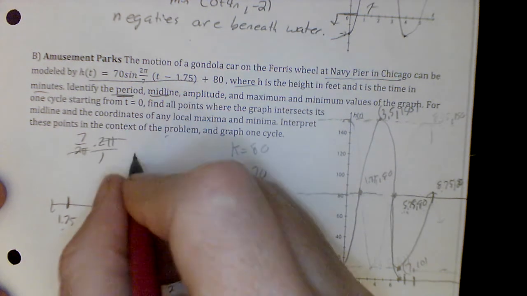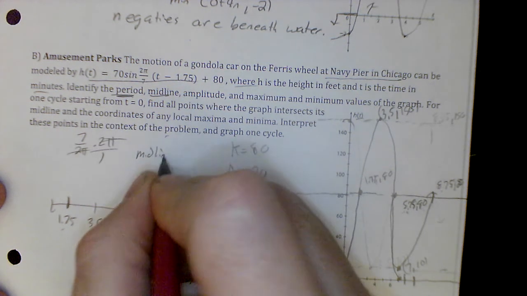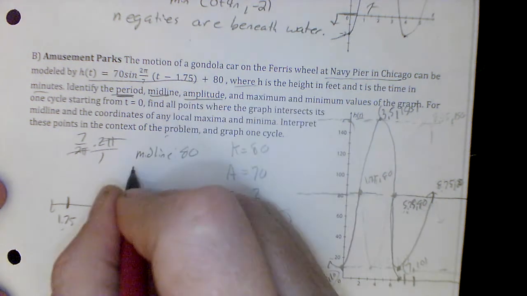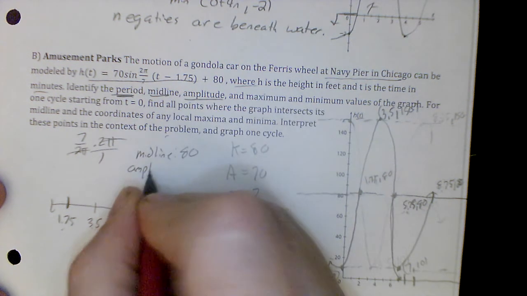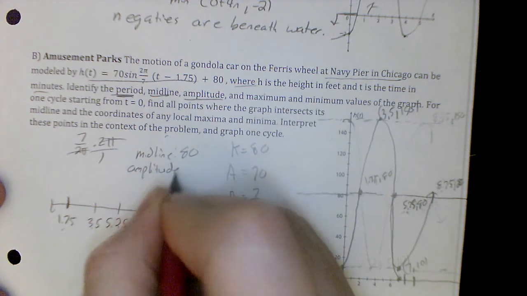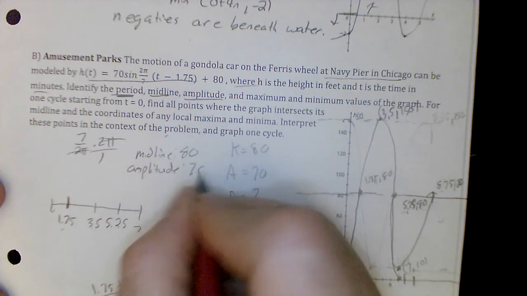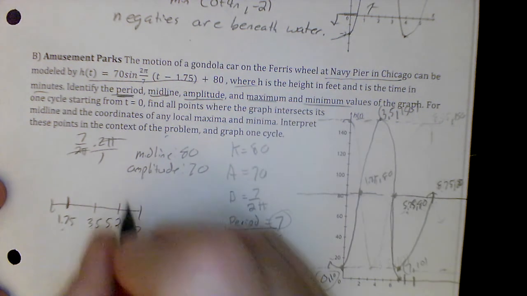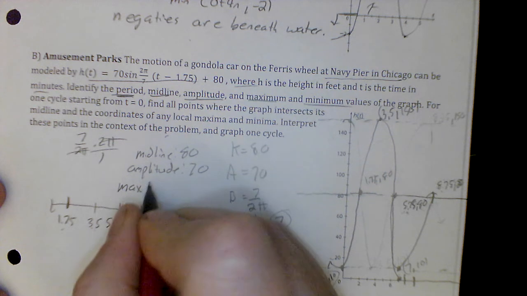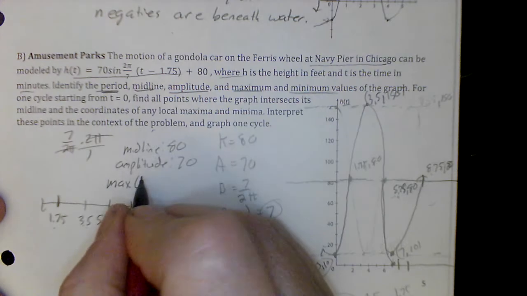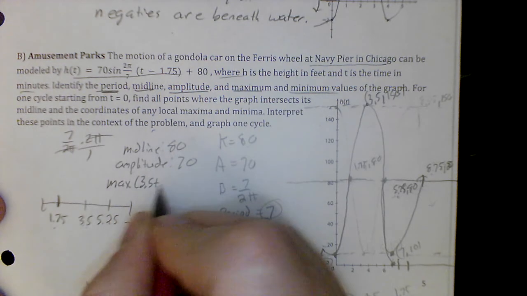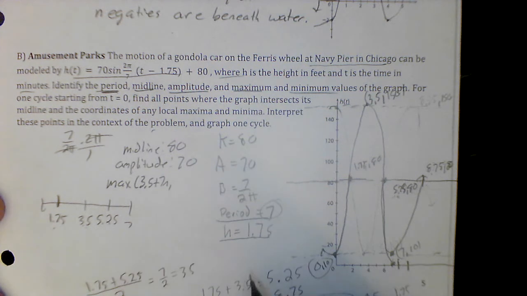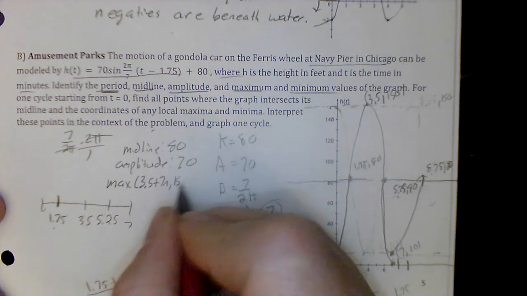Midline, which we got. Let's write it. Midline is right here at 80. Amplitude, which we have. Amplitude is 70. All right. Max and min values. So let's do a max and min. So I've got a max right here. It's 3.5 plus, and it's going to happen every period. So I'm going to say plus 7n because that's how long a period is, and that's 150.